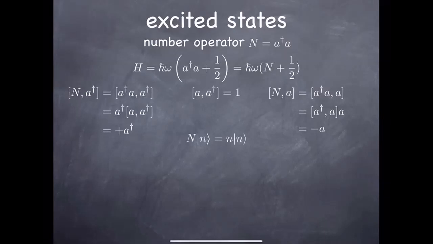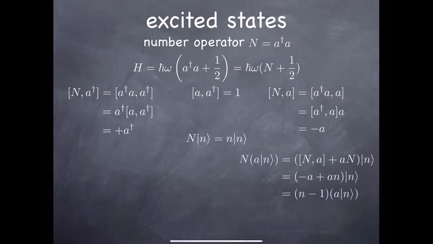So let us check that. First take a state, which is an eigenstate of this number operator N, with the eigenvalue little n. At this stage, we may not necessarily know that this little n is an integer, so we are going to find this out. So if you actually act with this A operator, the annihilation operator, on this N state, you can use this commutator to rewrite it.